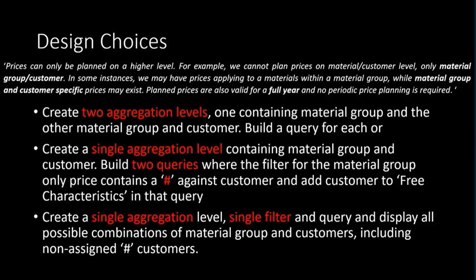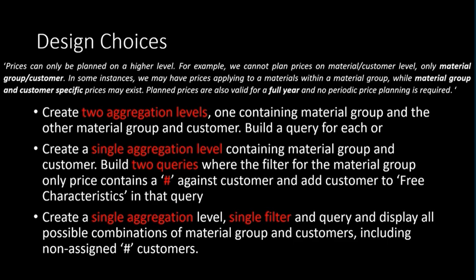In the design of the price application, 3 choices are presented. Create 2 aggregation levels, one containing material group and the other material group and customer. Build a query for each, or create a single aggregation level containing material group and customer. Build 2 queries where the filter for the material group price contains a hash against customer, and add customer to free characteristics in that query, or create a single aggregation level, single filter, and query, and display all possible combinations of material group and customer, including non-assigned or hash customers.